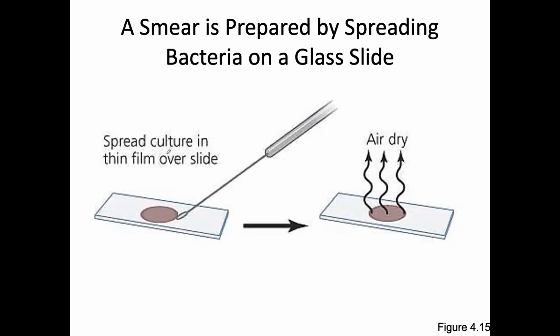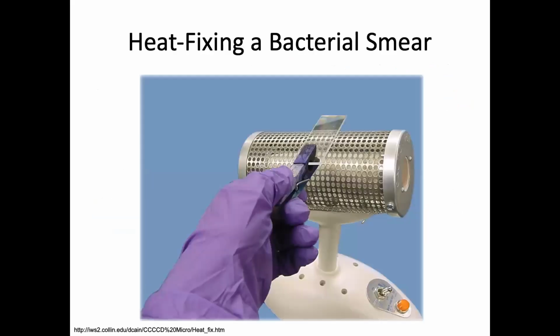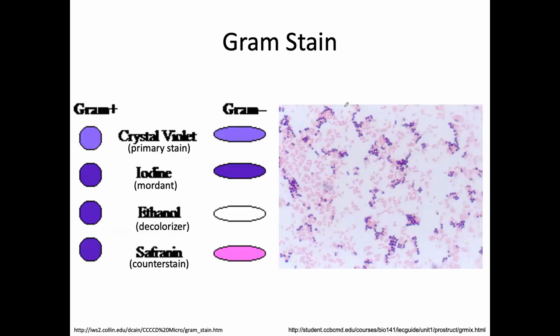You spread a culture of bacteria from a liquid culture over a slide. You can let it air dry, okay? Or you can heat fix it, all right? And then you can do a differential stain, like a Gram stain here, okay? Remember that a Gram stain begins with crystal violet as the primary, which would stain everything. Iodine, which will fix the primary stain to the cells that are going to cling to it, but not the other cells.